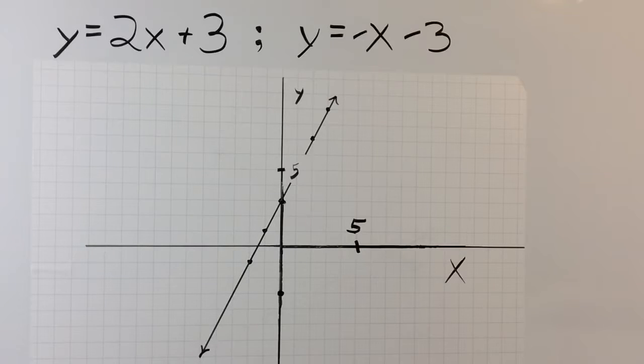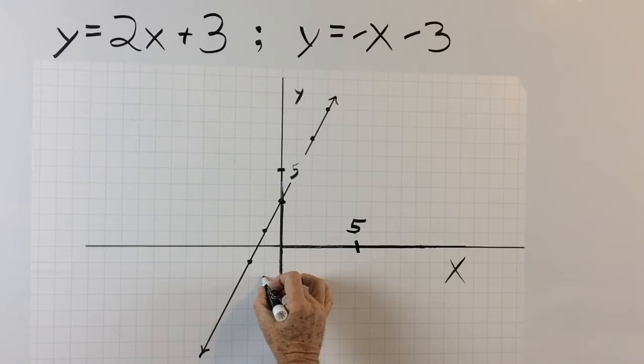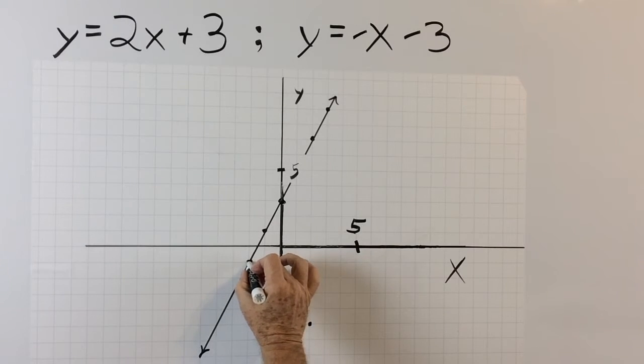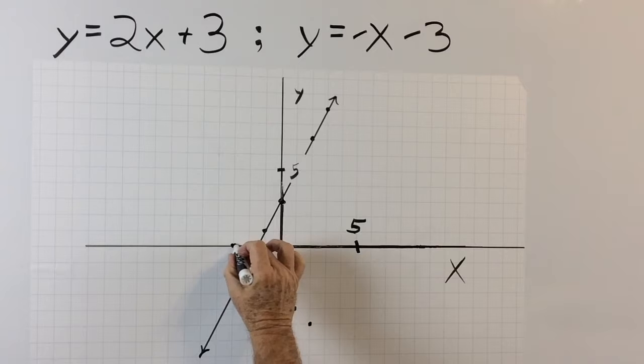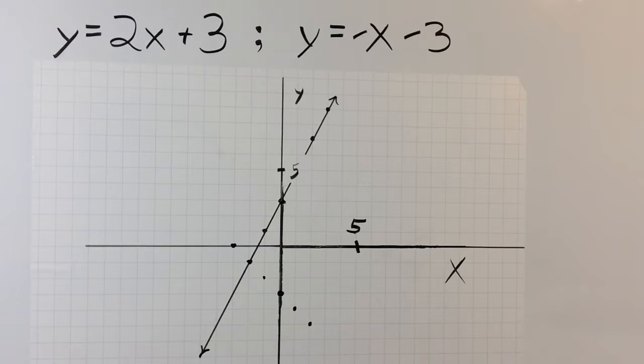So how do we turn that into a fraction? It's going to be negative 1 over 1, or 1 over negative 1, either way. But that means we're going to descend 1 and run positive 1. So let's do that. 1 and 1 and 1 and 1. And let's do that in the reverse direction. Let's rise positive 1 and run negative 1. And let's make a line out of that.